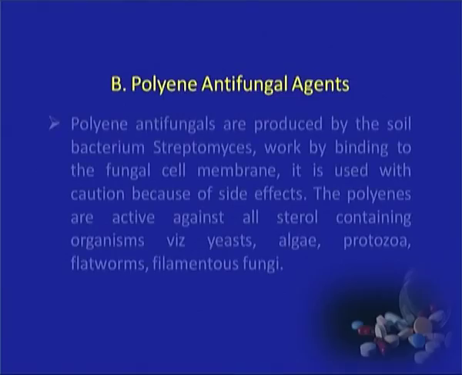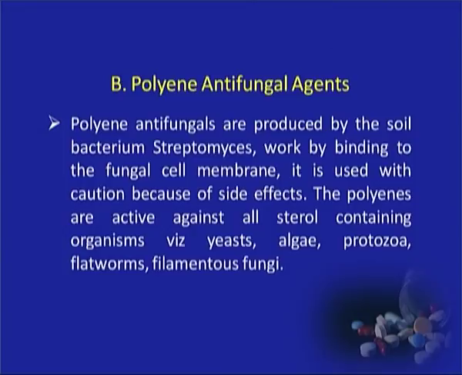Second category is polyene antifungal agents. Polyene antifungal antibiotics are produced by the soil bacterium Streptomyces, which work by binding to the fungal cell membrane. It is used with caution because of its side effects, and the polyenes are active against all sterol containing organisms, that is yeast, algae, protozoa, flatworms and filamentous fungi. The example of this kind of antifungal agent is amphotericin B.